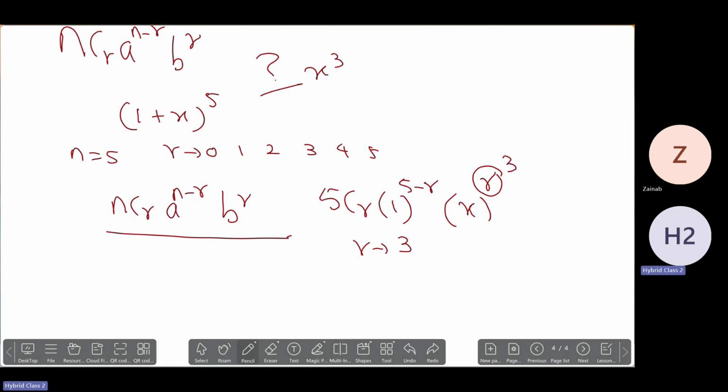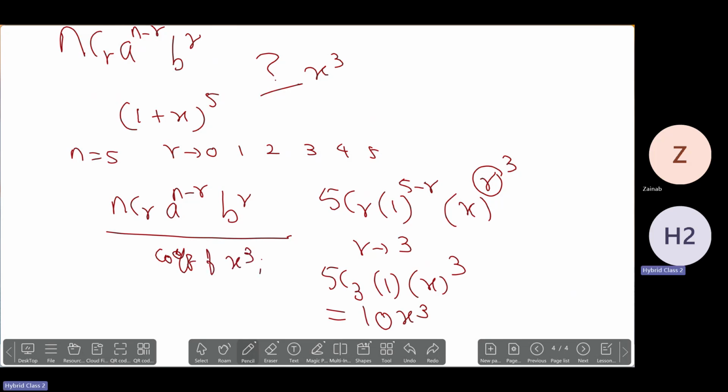Then put 3 everywhere wherever r is there. So 5C3, 1 to the power anything, 1 only will come. So 5 minus 3 is 2. 1 to the power 2, 1 only will come. So x to the power 3. So the answer is 5C3 x cube. Now what is the 5C3 value? 10. So the answer is 10 x cube. So for this question, find the coefficient: the coefficient of x cube is 10.